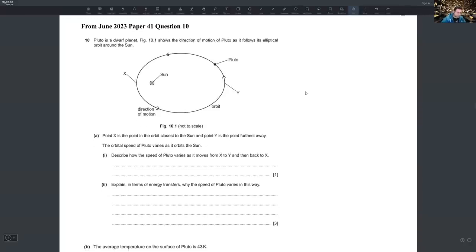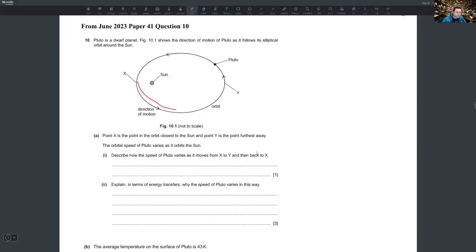Pluto is a dwarf planet. Figure 10.1 shows the direction of motion of Pluto as it follows an elliptical orbit around the sun. So here, he told you it's elliptical. I won't do anything, it's elliptical. Point X is the point in the orbit closest to the sun, and Y is the furthest. The orbital speed of Pluto varies as it orbits the sun. Describe how the speed of Pluto varies when it moves from X to Y and then back to X.